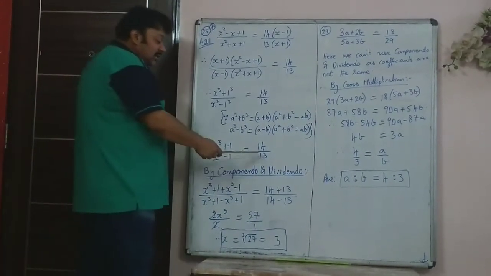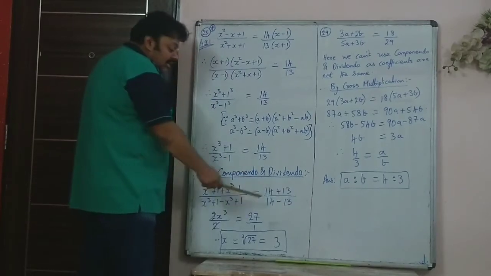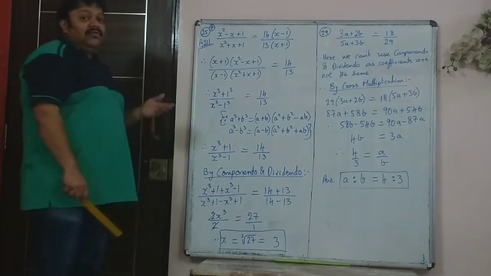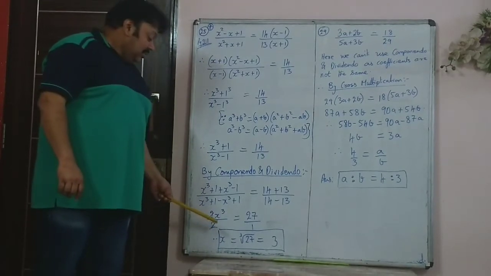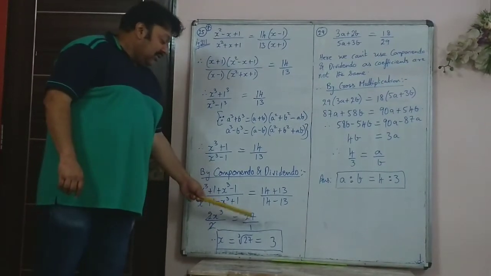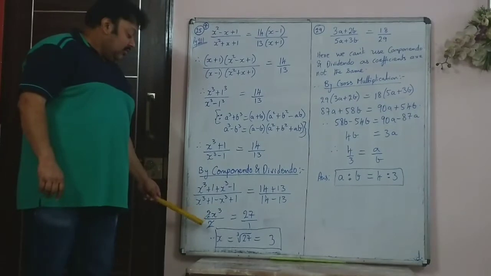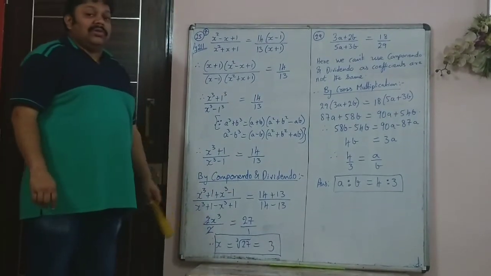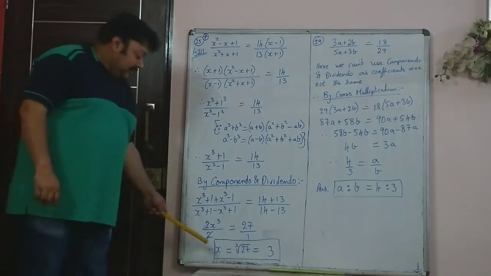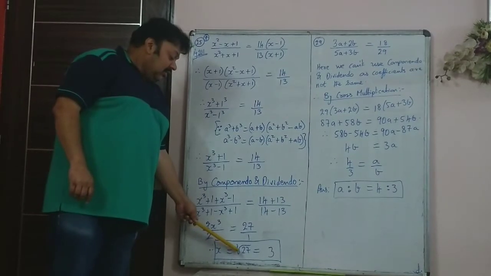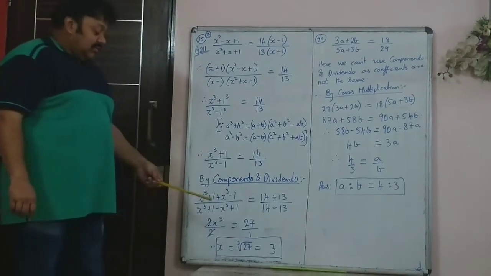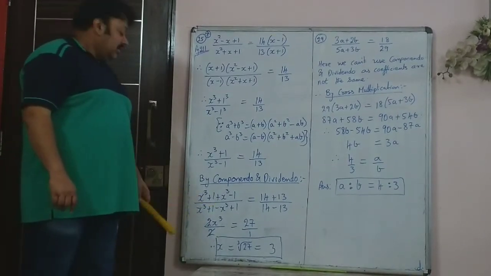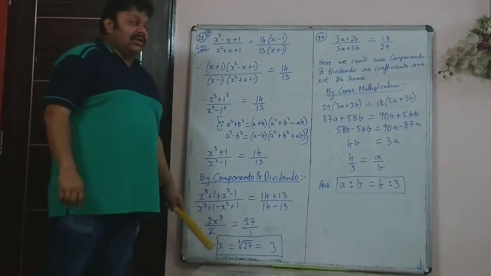On the other side, it will be 14 plus 13 and denominator will be 14 minus 13. So it becomes 2x cube upon 2 is 27 by 1. Or in other words, 2 gets cancelled, so x cube is equal to 27. So x is the cube root of 27, which is 3. That's the answer. Here you have found x.